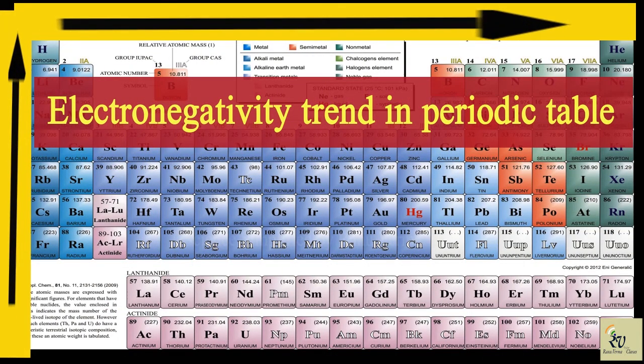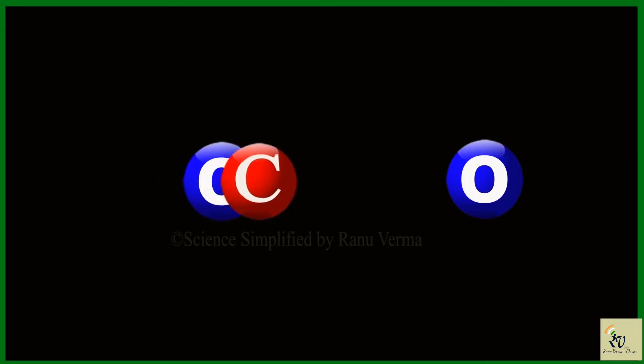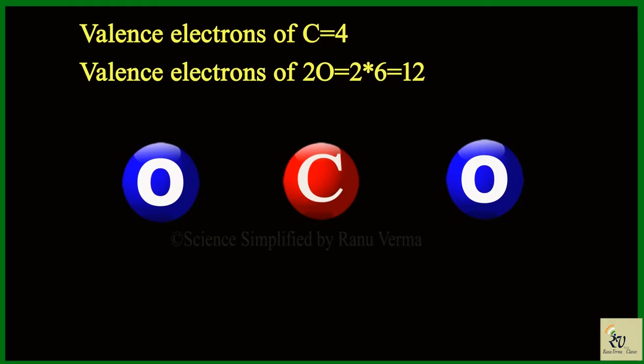You can see carbon is placed before oxygen in the period. The electronegativity of carbon is less than oxygen. We will write carbon at the center because its electronegativity is less than oxygen. Now find out the valence electrons of each atom in this molecule. Valence electrons of carbon is 4, and for 2 oxygens, it will be 2 into 6, which is equal to 12. 12 plus 4 equals 16, meaning in this molecule we have a total of 16 valence electrons.